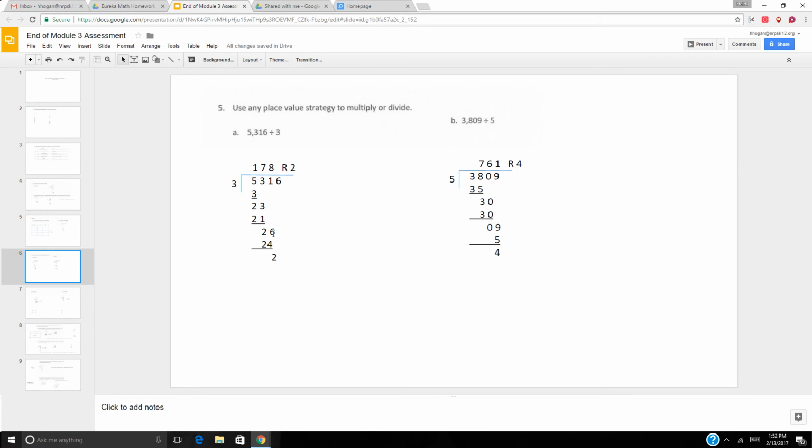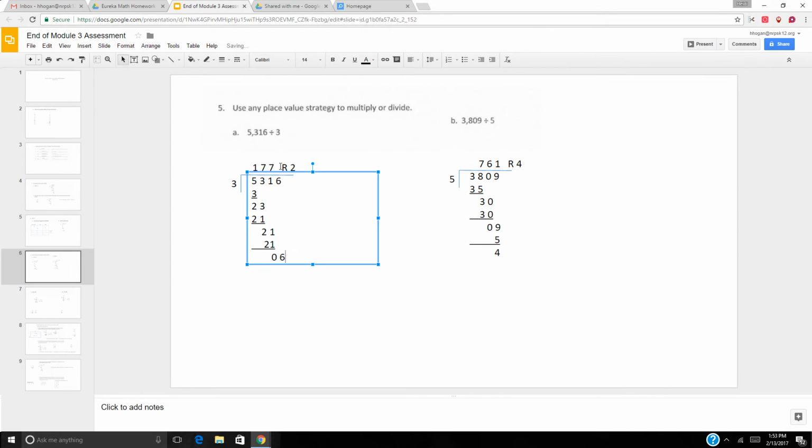26 ones. Wait a second. Should I have brought down the 1? Wait a minute. I brought down the 3. Oh, this should be a 1, shouldn't it? 1, which would give us a 7. And this would be 21, which would give us, oops, 0, bring down the 6.